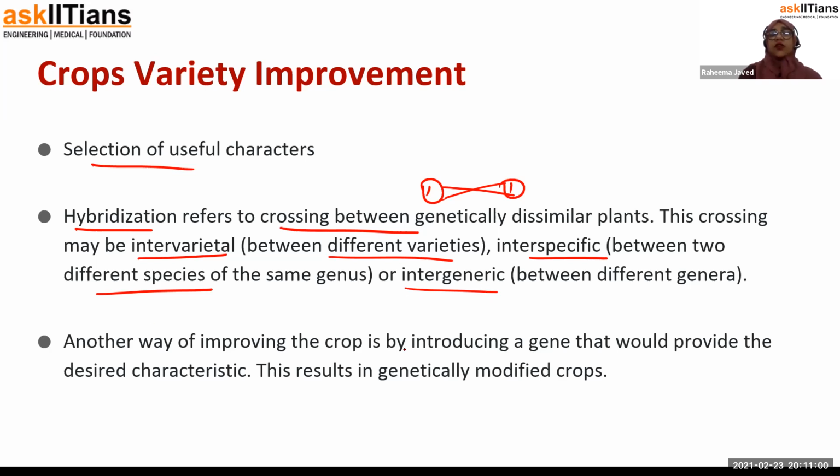And another way of improving the crop is by introducing a desirable gene that carries a particular desirable characteristic. This results in GMOs, genetically modified crops. Some of the genetically modified crops are BT cotton. BT cotton is basically resistant to cotton bollworms.